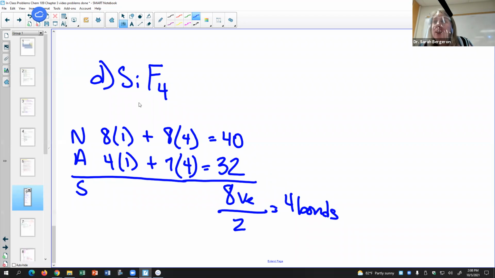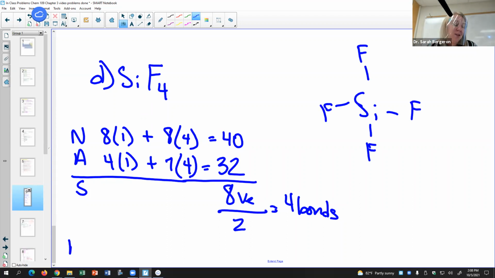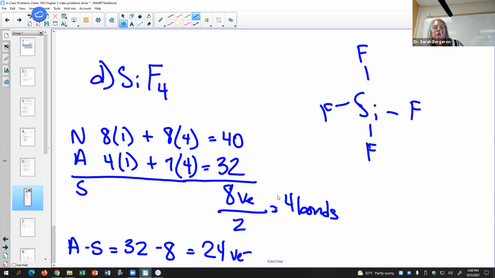Only 1, right? So you're going to have silicon in the middle, and then you're going to have fluorine surrounding it, right? But now my question is, do I have lone pairs left? A lot of times this is where this is nice too. So I have 32 available. I used 8 inside of my bonds. What's the difference? I have 24 valence electrons left. Where am I going to put these 24 electrons?